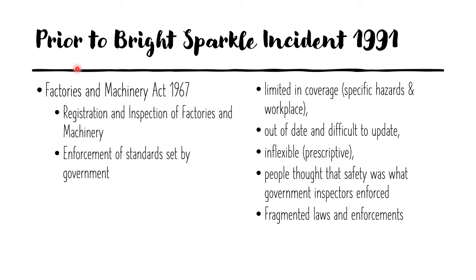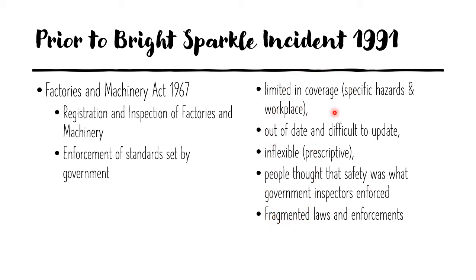So prior to the Bright Sparkle incident in 1981, we only had the Factory and Machinery Act 1967, where the focus of this act was just the registration and inspection of factories and machinery. They have some standards, and the second focus is the enforcement of standards set by the government. So the government involvement in enforcing this act is very huge. This is the limitation of this act.